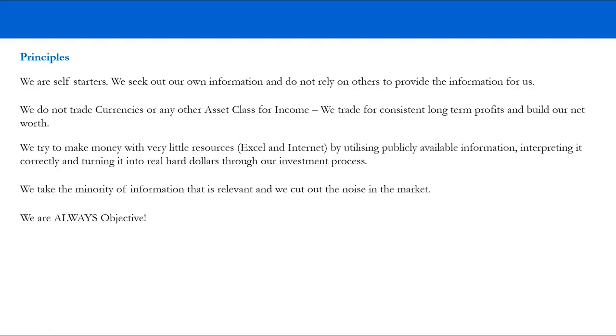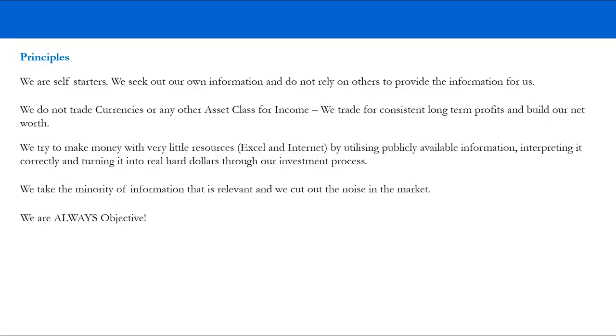We take the minority of information that is relevant, and through our process we stay objective and we cut out all of the noise in the market that we hear on a daily basis that doesn't mean anything, that doesn't help us in any way to make money, because we know most of the time it's coming from an agenda. It's coming from media with an agenda. It's coming from conflict of interest, and they work together to control the agenda. It doesn't help us. It's noise. We go out and we get publicly available information. We use the internet to get it. We get data.